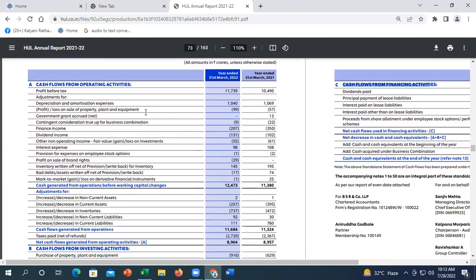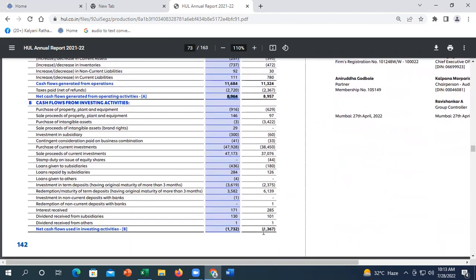Now, what is happening to the CFO of HUL? The CFO of HUL is positive. In 2021, it is 8,957 crores. In 2022 is 8,964 crores. Cash from investment activity was negative. That means the company is buying assets, because you can see that purchase of investments, a big chunk of investments have been acquired during the year.